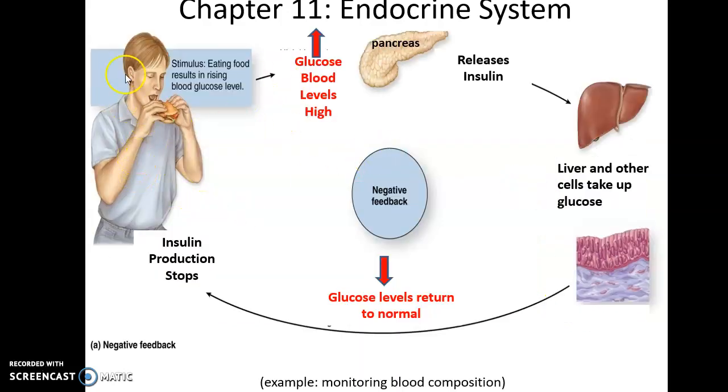Here's an example. Let's say you're really hungry, so you eat some lunch. This will cause an increase of glucose blood levels, so the amount of glucose in the blood goes up. This triggers the pancreas to release insulin, the hormone insulin. One of the things that does is goes to the liver and other cells, triggering those cells to take glucose out of the bloodstream. This will then eventually cause glucose levels to return to normal, and that is the signal to stop producing insulin. So when the glucose levels return to normal, the pancreas will stop releasing insulin.